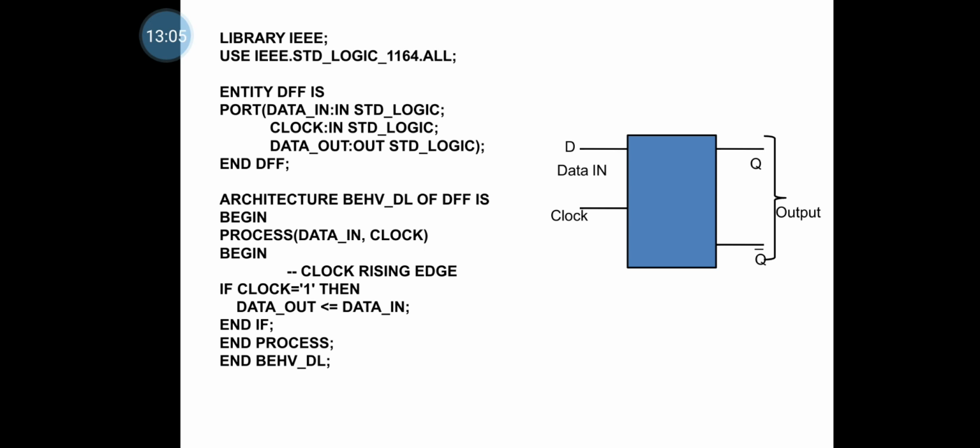And then start with the architecture. Behavior is begin, process. Since this is behavioral, the process is there. After the begin word, you have to use process. Then you have to give all the inputs inside the process, that is data in, comma clock, declared inside the process. Then begin. Now here, if clock is equal to 1, that means when the clock is positive edge triggered, then data out is assigned data in. End if, end process, end behavior. So this is the VHDL program for the D flip-flop.